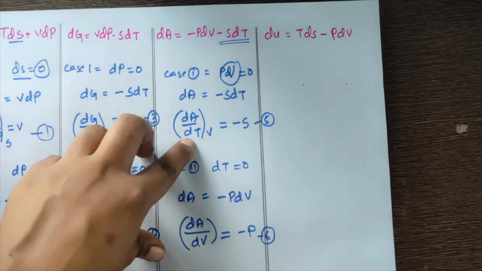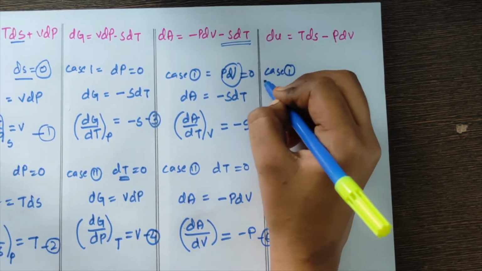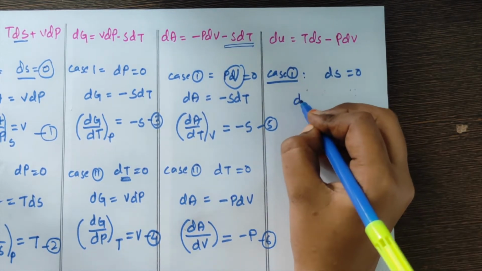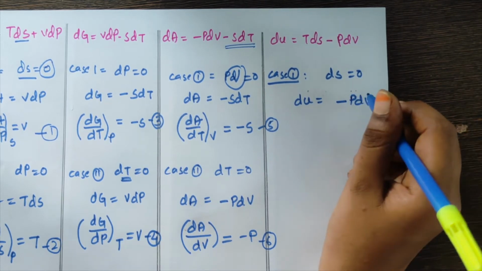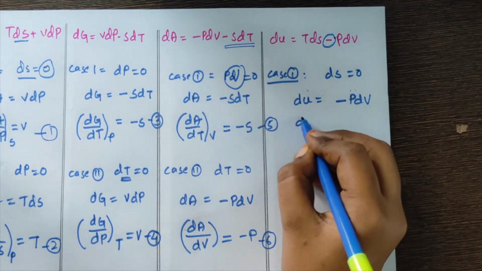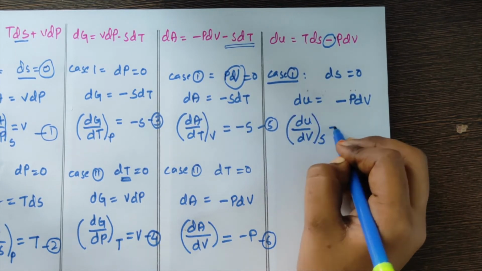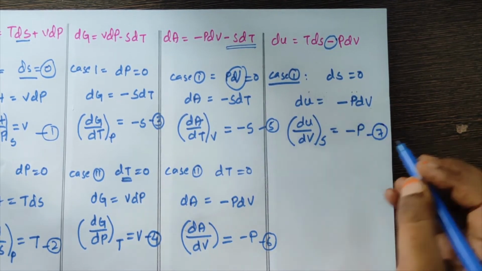And coming to the last relation, here in case 1, take dS equal to 0, then dU will be equal to minus P dV. We should concentrate on these signs also, as these are very important. Now dU by dV at constant S will be equal to minus P. This will be equation number 7.